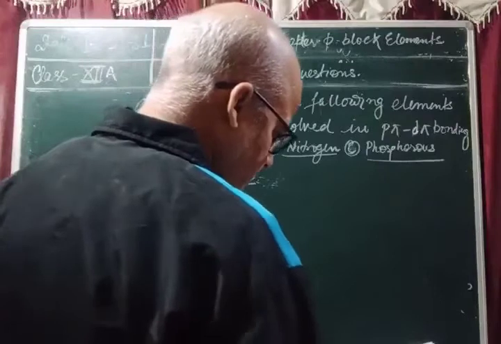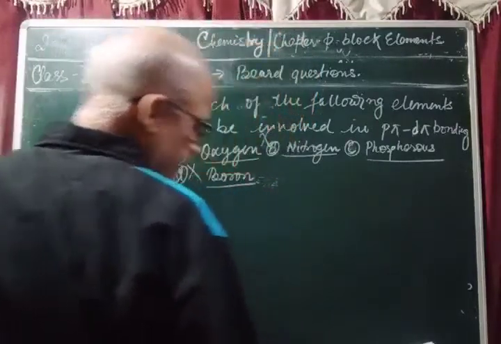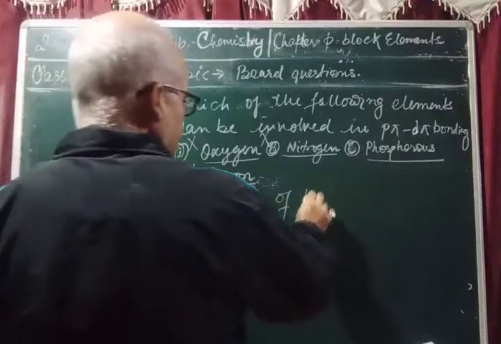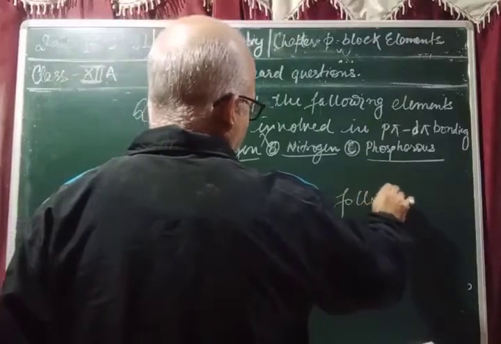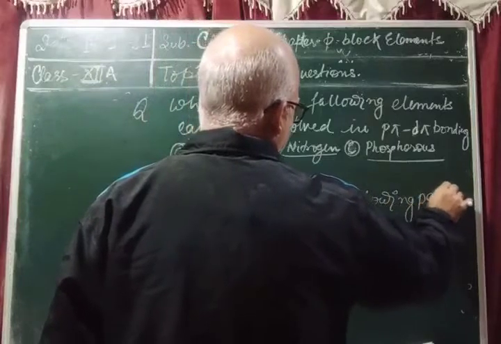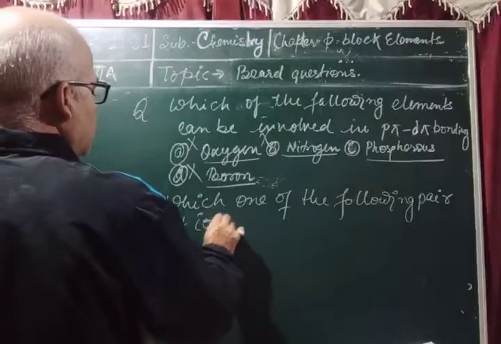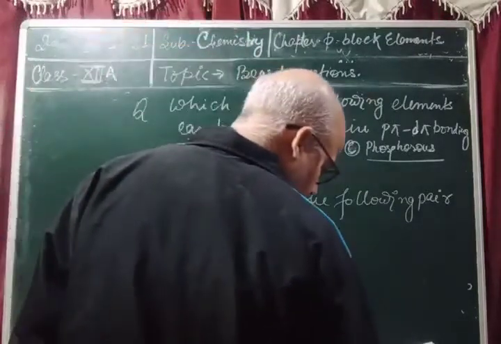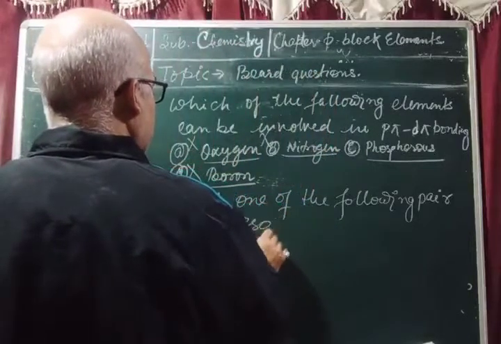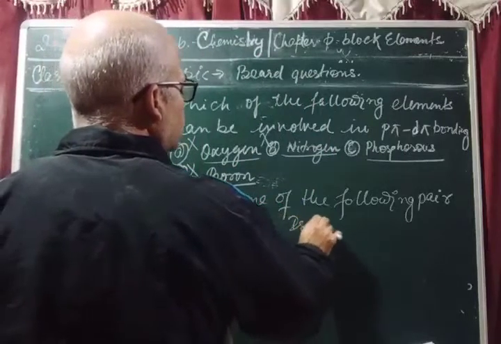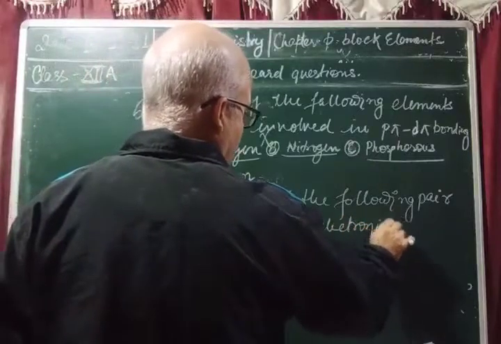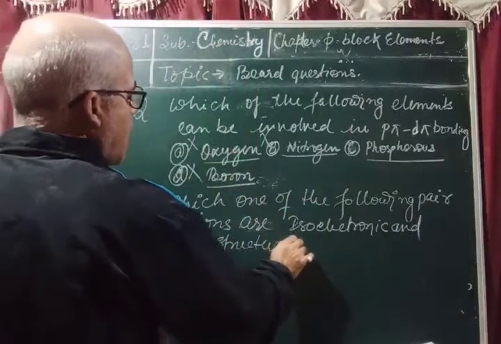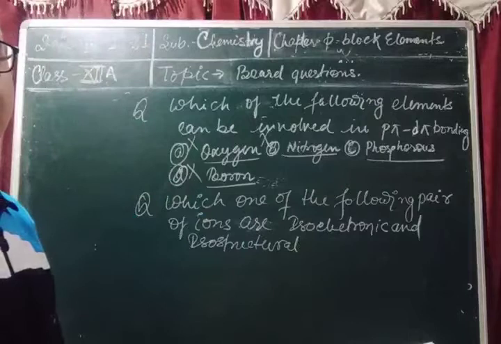Now we will see the next question. Which one of the following pairs of ions are isoelectronic and isostructural?